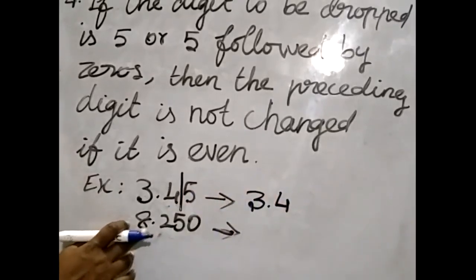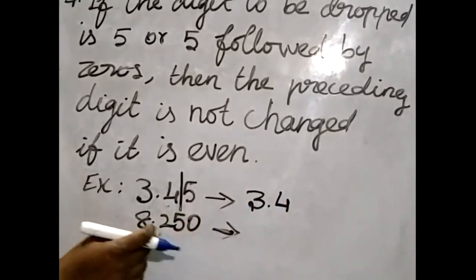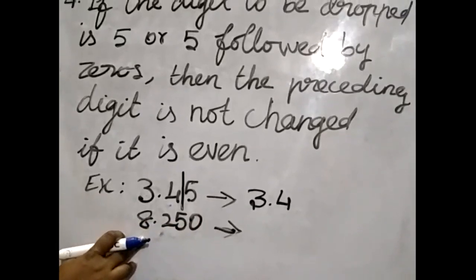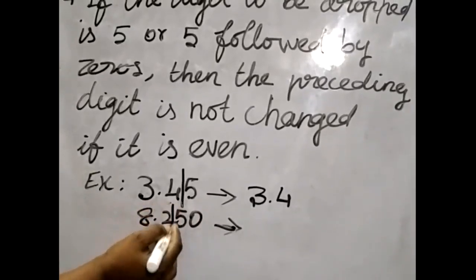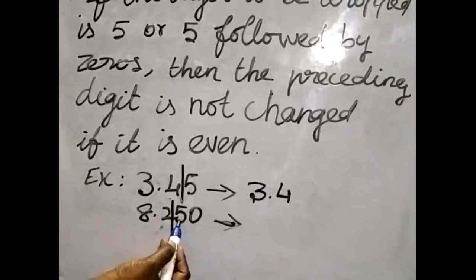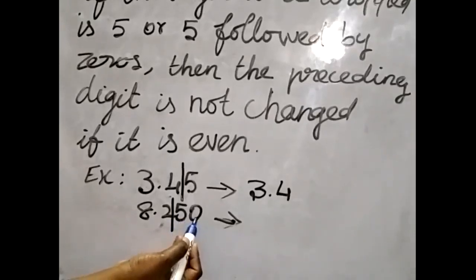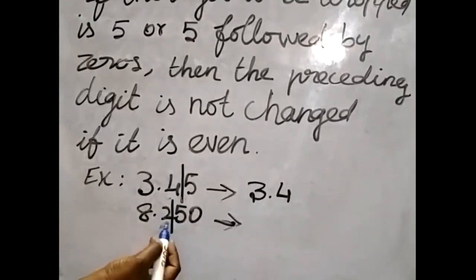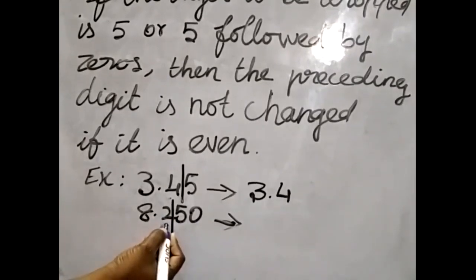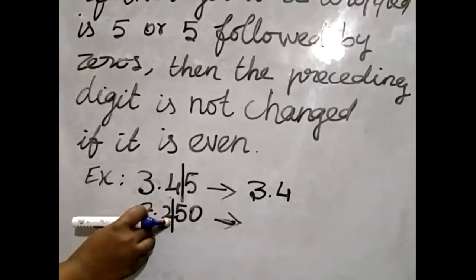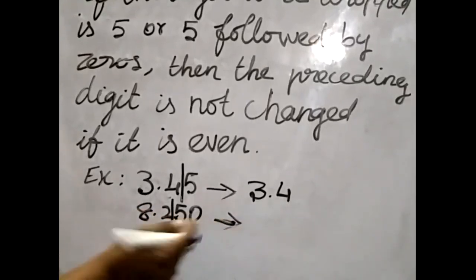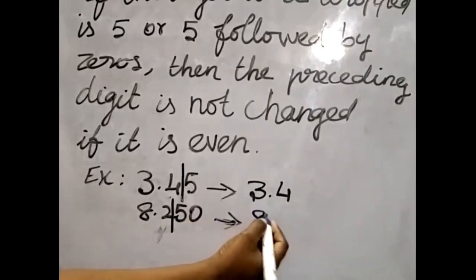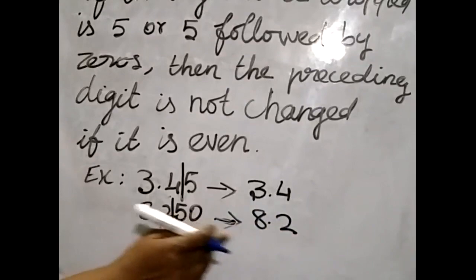One more example, 8.250. Here we have 4 digits. Now we are going to round off this into a 2-digit number. So the digit to be dropped is 5 followed by 0. Now look at the preceding digit 2. Now see whether this number is odd or even. Here 2 is even. So there will be no change in the preceding digit, 8.2. If it is even, there will be no change.